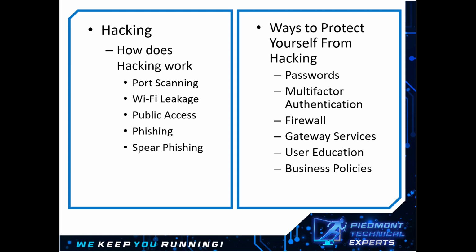Another way that they can gain access to your network is through Wi-Fi leakage. If you have lots of access points in your building and you have access points close to external walls, there is a high probability that your Wi-Fi network extends out to the street to some degree. If that's the case, they can be on your network without being in your building.